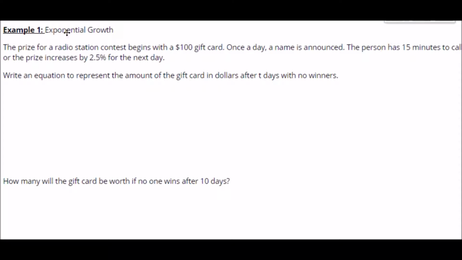Now, since the prize is increasing, we know this is going to be an exponential growth function. And it's important to understand increasing means exponential growth. All we need to do is use the standard exponential growth function, where we have to replace values for a and r in the context of the problem. In this context, a is the initial amount. What is our starting amount in this situation? We're starting with a $100 gift card. So we're going to replace a with 100.